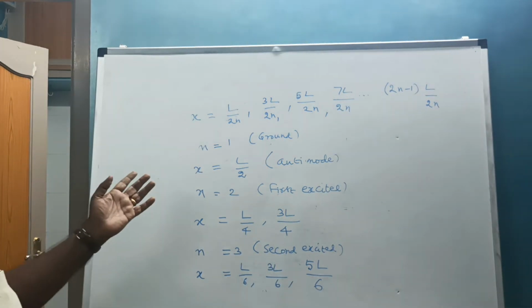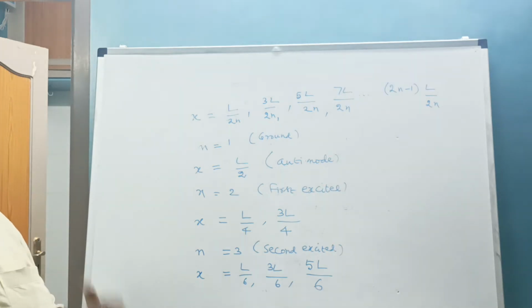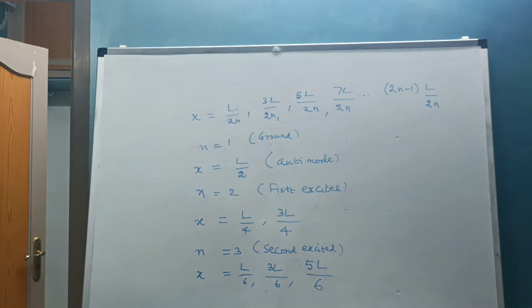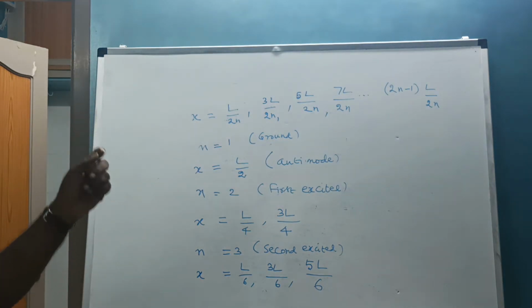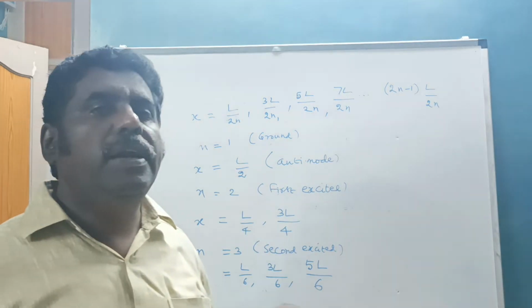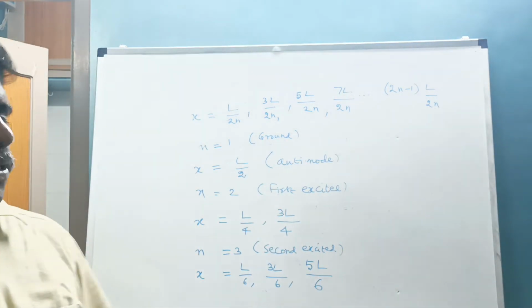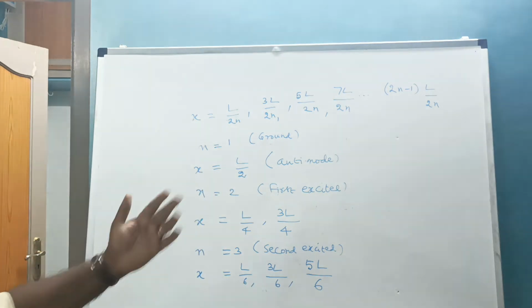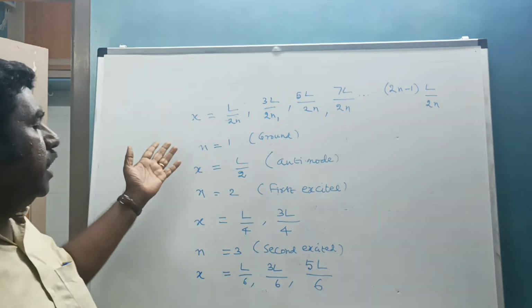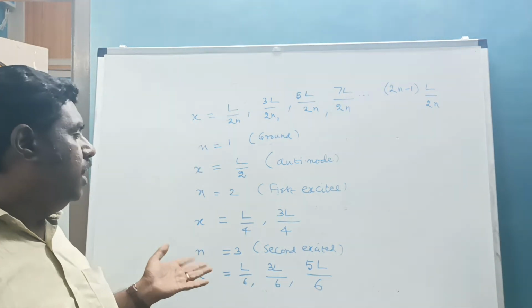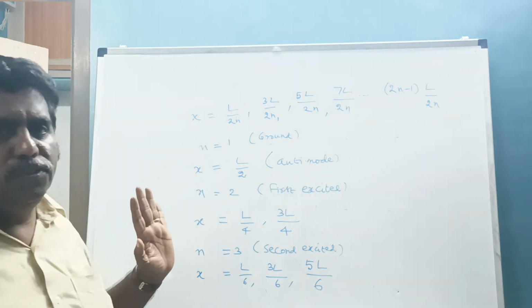For the given state of n, we can get n number of antinodes. But as far as our nodes are concerned, for the given state of n, we can get n plus 1 nodes. But in the case of antinodes, for the given value of n, we can have only n antinodes.